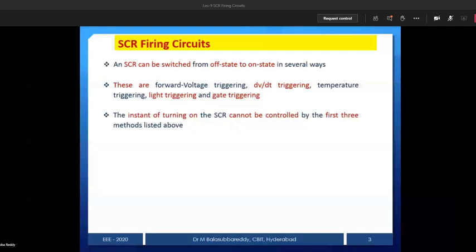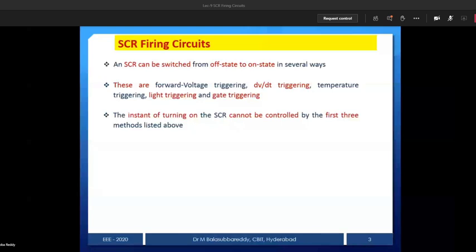Light triggering will be used for the series operation of SCRs, because we observed in the previous class series and parallel operation of SCRs. All SCRs must share equal outputs, so we need to conduct all SCRs at the same time. For that reason, we preferably use light triggering. It takes very little time to trigger and it will turn on accurately. That's why light triggering is used for that. But for other applications in general, gate triggering will be preferred.